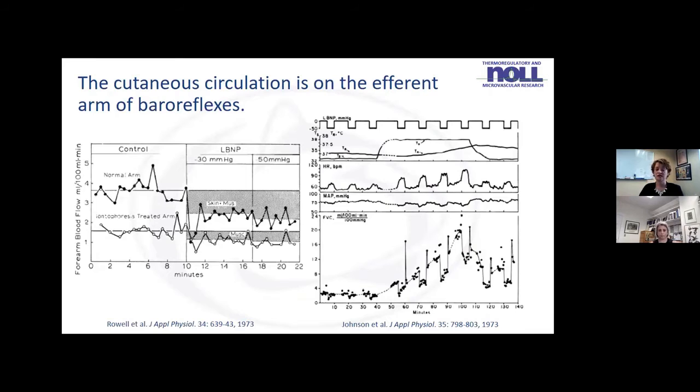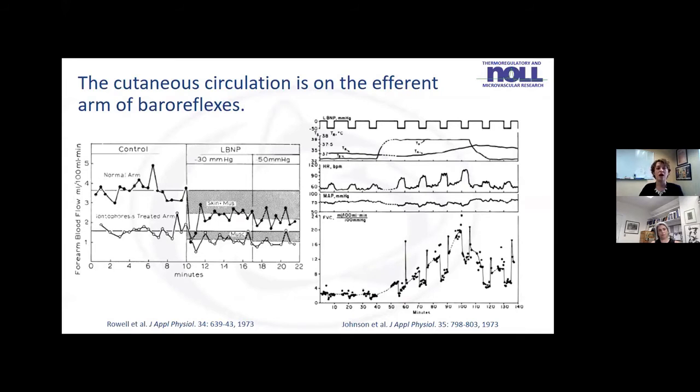Additionally, the cutaneous circulation is on the efferent arm of the baroreflexes. So this is some old data, both from Larry Rowell, as well as from when John Johnson worked in Larry Rowell's lab as a postdoc. And this is during a perturbation with lower body negative pressure. As you can see, as you're unloading at -30, so unloading the cardiopulmonary baroreceptors, as well as greater lower body negative pressure at -50, there is a profound vasoconstriction that occurs in the skin.